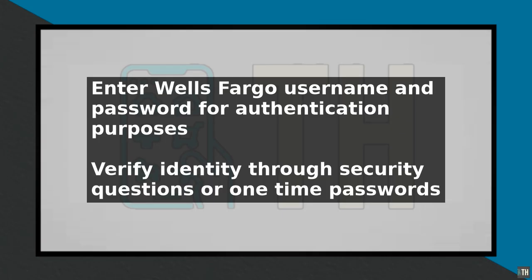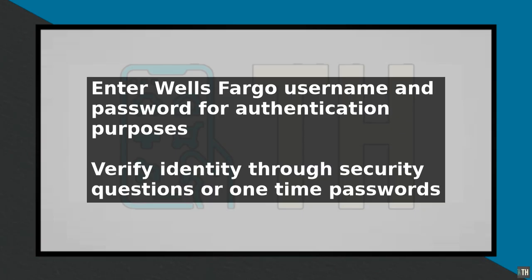Enter your Wells Fargo username and password to authenticate your account. You may be asked to verify your identity through a security question or a one-time password sent to your phone or email. After successful authentication, you will be asked to authorize Plaid to access your account information.